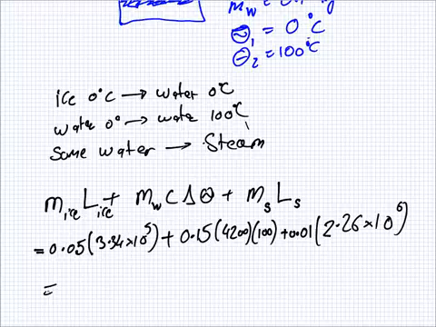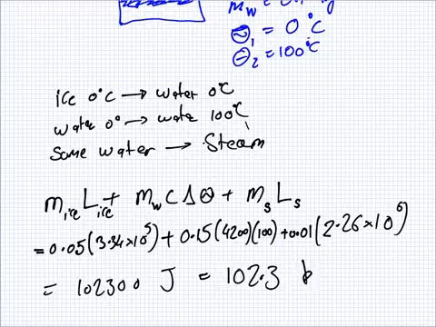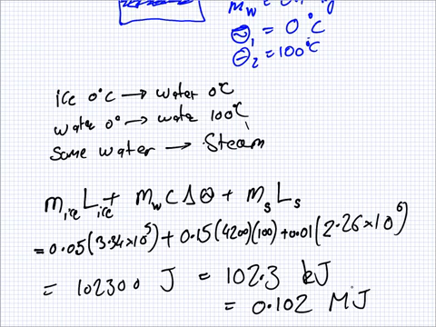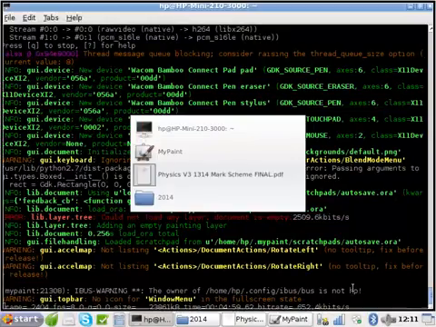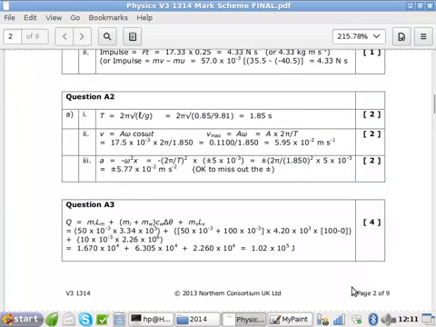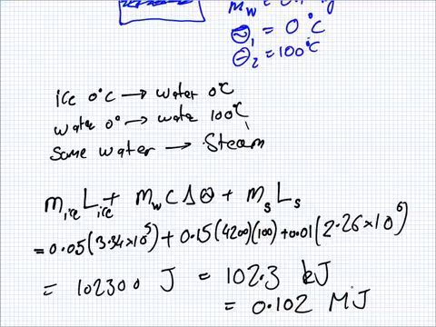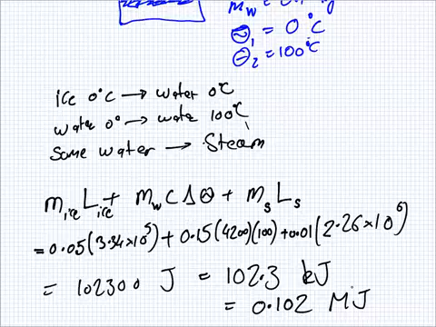So I get 102300 joules. Or if you want 102.3 kilojoules, or if you want whatever makes you happy, 0.102 megajoules. It doesn't matter, whatever. Let's see what we've got here. 1.02 times 10 to the 5. Correct. First two steps good, but the third step should it be alone?